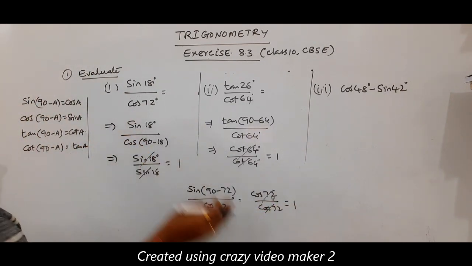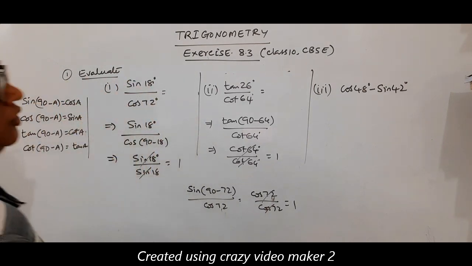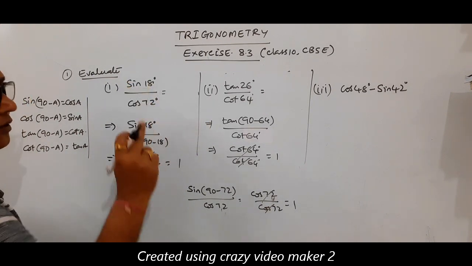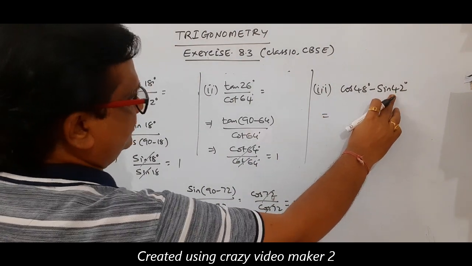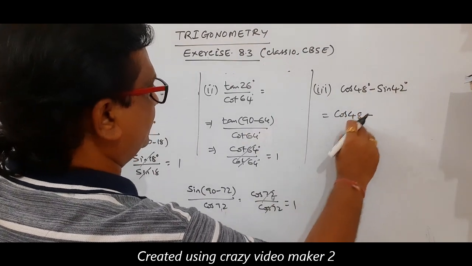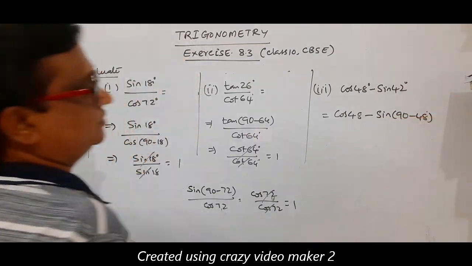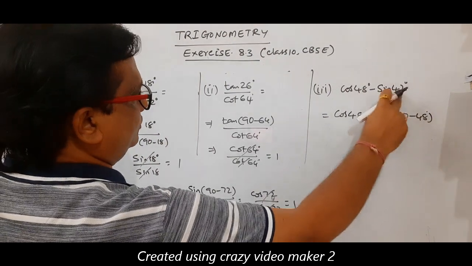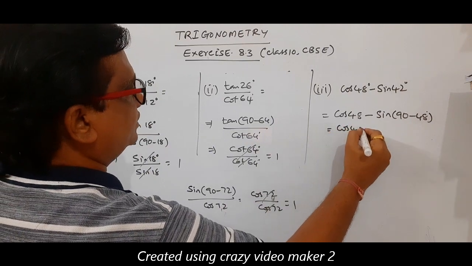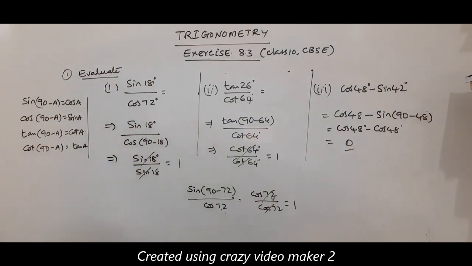Either this method or that method, both are same, but here you are changing only one of them. That is, if this is A then this is 90 minus A. Only one you are going to change. Here also same. If I am going to change this part, don't touch this one. So cos 48, and 48's complement is 42, so sin(90 minus 48) means 42. So sin 42 is cos 48, minus cos 48, so the answer is 0.